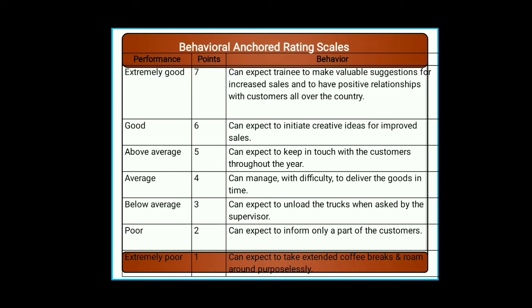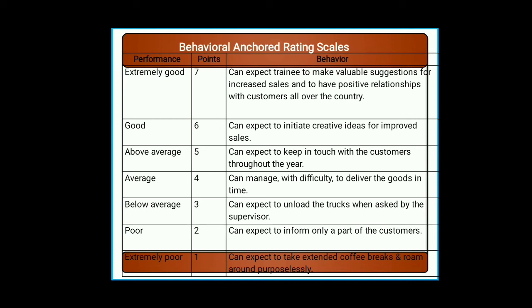According to point 7, the behavior means you can expect trainees to make valuable suggestions for increased sales, to have a positive relationship with customers all over the country. And 6 points means you can expect to initiate creative ideas for improved sales. And above average means you can expect to keep in touch with the customer throughout the year. 4 means can manage with difficulty to deliver the goods in time, can be expected to unload the trucks when asked by the superior.